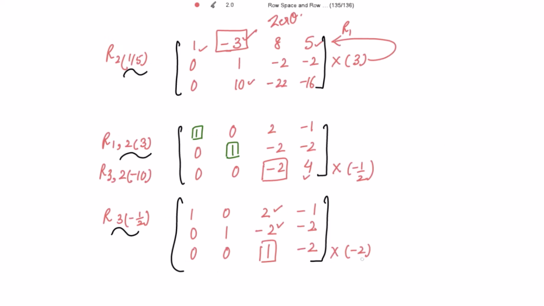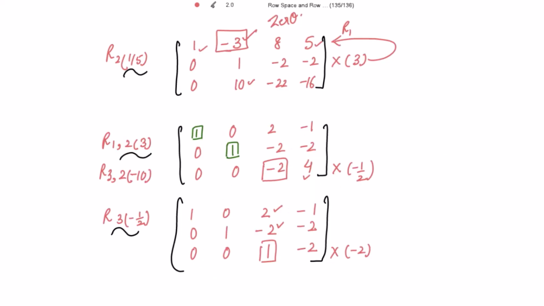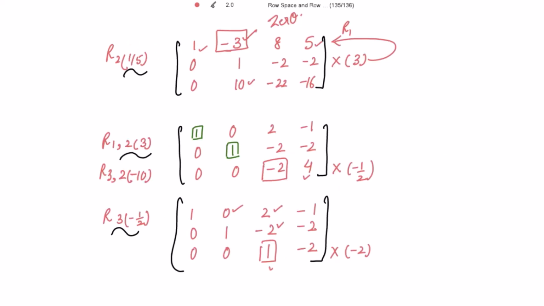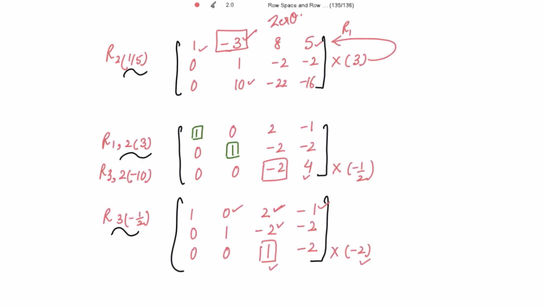0 is multiplied with minus 2 and adding this to 1 we get 1. 0 is multiplied with minus 2 we get 0 and adding this 0 to this 0 we get 0. 1 is multiplied with minus 2 we get minus 2 and adding this to 2 we get 0. Multiplying minus 2 with minus 2 we get 4 and adding this 4 to minus 1 we get 3, right? Writing the second and third row as they are.